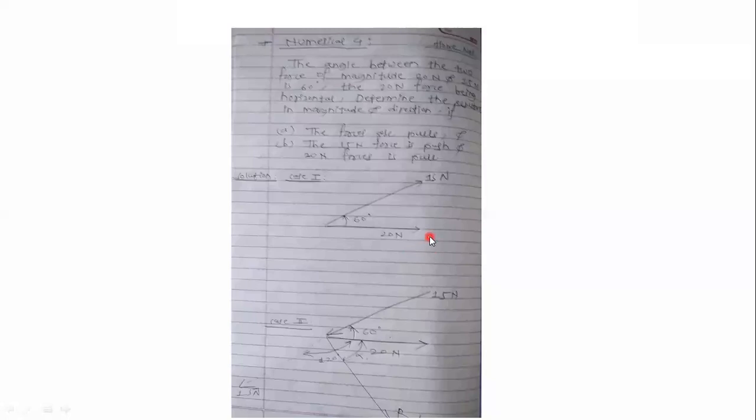So now how to solve this numerical? In case 1, two forces are there. So you are going to use the formula for resultant, that is R is equal to under root of P square plus Q square plus 2PQ cos of theta.